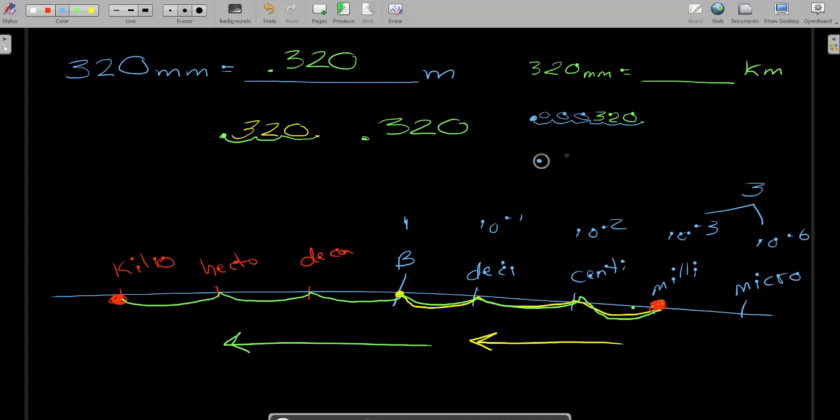So my answer is 0.000320. Okay, so 320 millimeters is equal to 0.000320 kilometers. Pretty straightforward. So the last one I want to go over with you is micro, because that one is a little bit tricky.